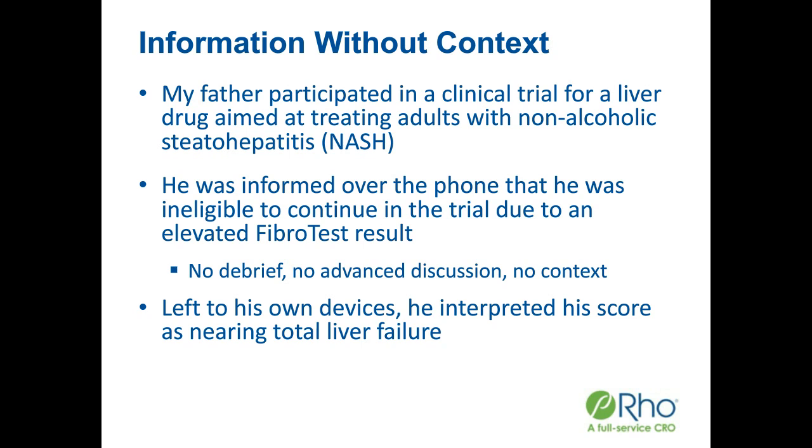Now, I had to look this up. He was not told what that was. I looked this up on my own: it's just a linear regression performed on validated lab sample results. And there was no debrief, no advanced discussion, and no context given to that information. He was given a score and the name of the test, and that's why he was ineligible. And after consulting the almighty Google, being left to his own devices, he interpreted his score as stage 4, which ended up being stage 4 liver impairment, as nearing total liver failure.